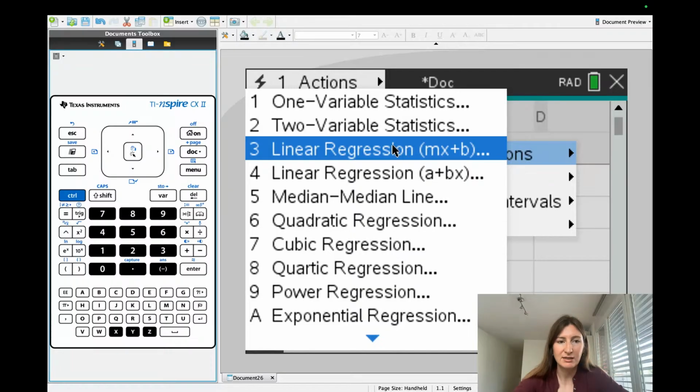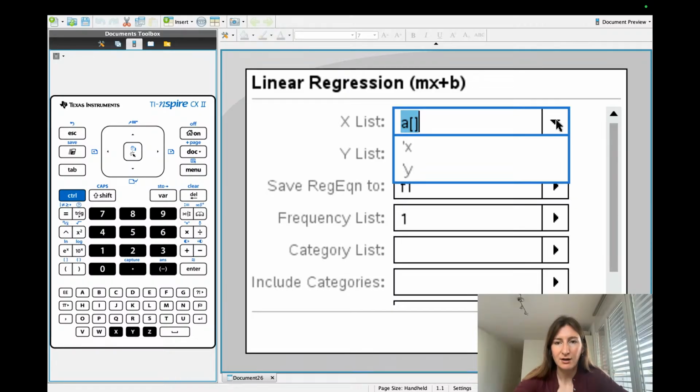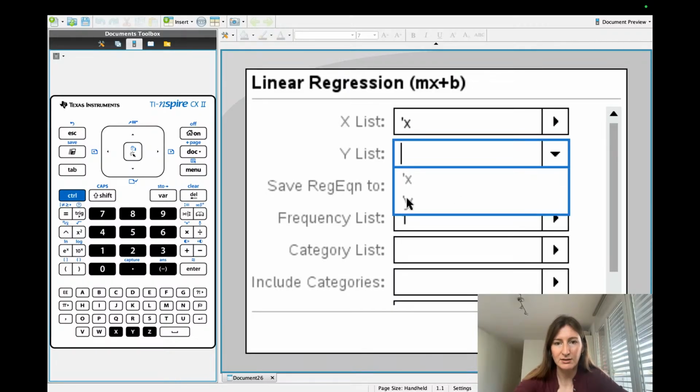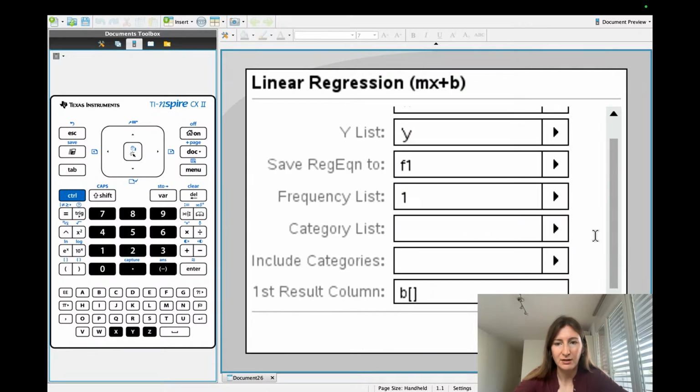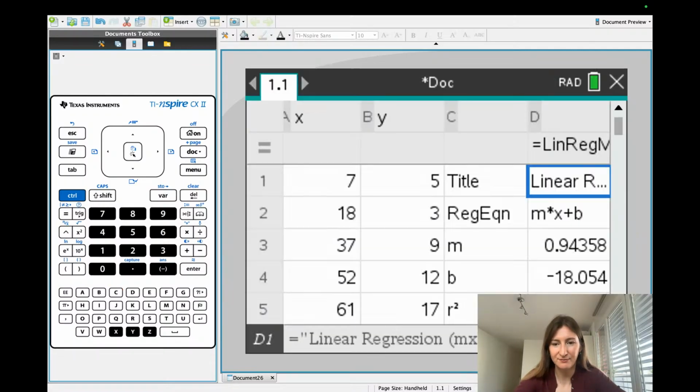If you want to make things easy for yourself, take out the decisions that you have to make, just go for mx plus b. There we go. All right, so our x list, we had already chosen x. That makes sense. Y list, we wanted our Y. Remember, we labeled these. The rest we don't have to fill in. And our results. Remember, my X was in the A column, my Y was in the B column. So I want this to be in the C column in the next one, so it doesn't overwrite my data.